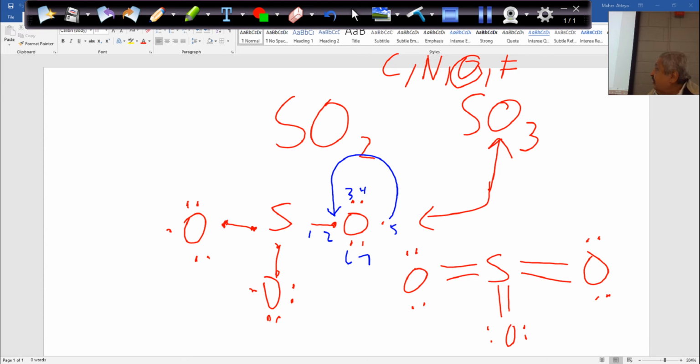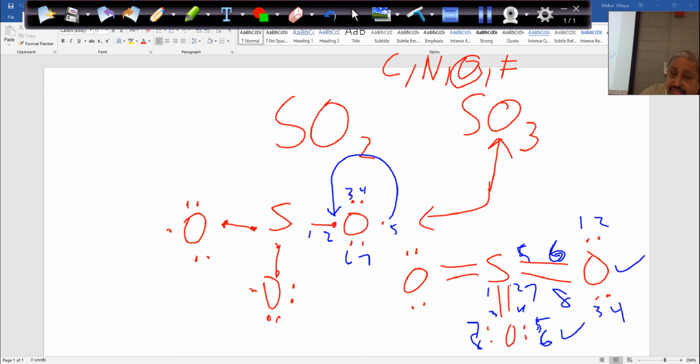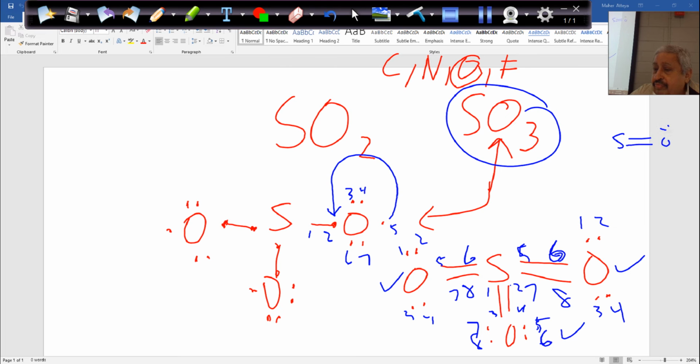Now let's look at it. We don't care about sulfur. Sulfur is violating the octet rule. We do care about the oxygen. 1, 2, 3, 4, 2 sets of non-bonding, 5, 6, 7, 8. This is holding the octet rule. This is 1, 2, 3, 4, 5, 6, 7, 8. This is okay, and this is the same thing: 1, 2, 3, 4, 5, 6, 7, 8. This is okay. So SO3 will be S, O, O, O. This is the Lewis dot structure of sulfur trioxide with the double bond.